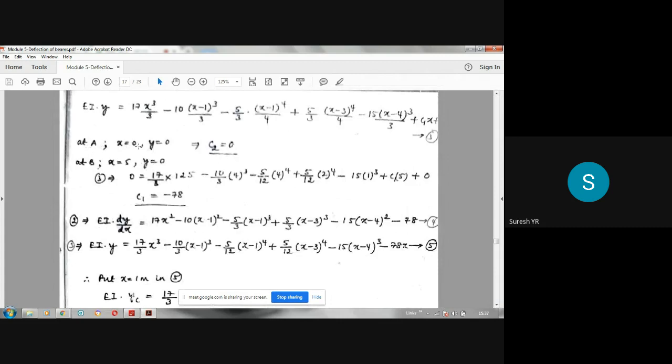At A, x is equal to 0, y is equal to 0. Substitute this in equation 3. So the LHS y is 0. Here 0 minus 1 becomes negative, so I told you to neglect that term. 0 minus 1 is minus 1, neglect. 0 minus 3 is minus 3, neglect. 0 minus 4 is minus 4, neglect. So C1 into 0 plus C2 remains, so C2 becomes 0.